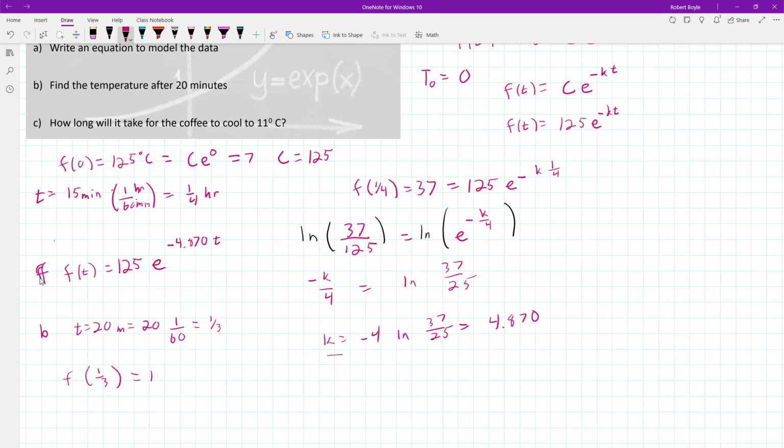Okay, so with that in mind, we will have that f of 1/3 is going to be equal to 125 times e raised to the negative 4.870 times 1/3. All we need to do is knock this out in our calculator, and if we do, we will get the value of 24.66 degrees Celsius, which I think we could round to 25 degrees Celsius.